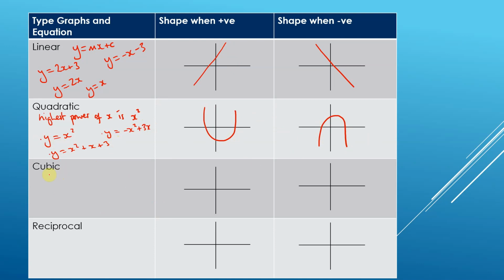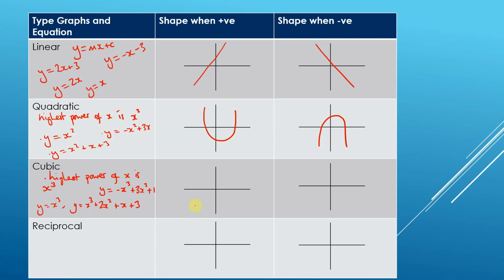And then a cubic, this is where the highest power of x is x cubed. So we could have something like y equals x cubed. We could have y equals x cubed plus 2x squared plus x plus 3. The highest power is still x cubed. The stuff that comes after it doesn't change the general look of it. It changes the exact points and details of it. And we can also have something that's negative, so minus x cubed plus 3x squared plus 1. We don't need to have that x term in there.